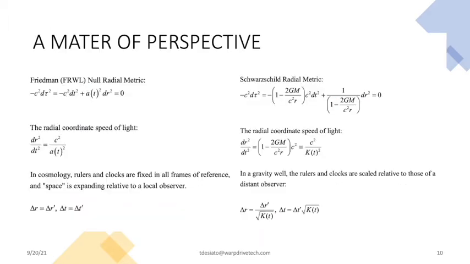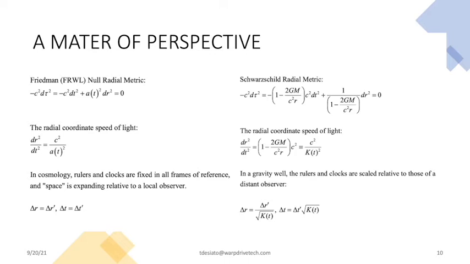For example, on the left, we have a null metric line element for the radial and time coordinates that give us the Friedmann equation. On the right, we have the null metric for the radial and time coordinates that give us the Schwarzschild solution of Einstein's field equations.